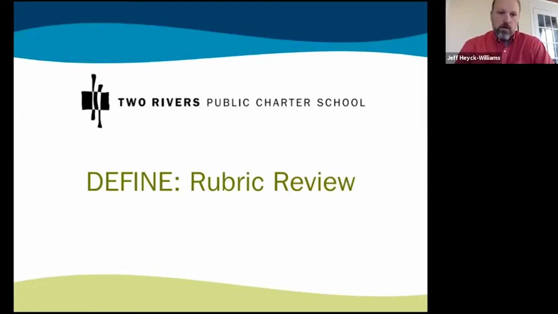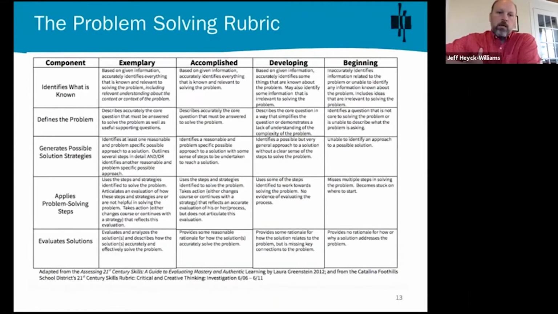We'll start with the rubric component, and for the example around define and assess, we're going to focus just primarily on the problem-solving component, but all of those assessment components and rubrics are available on our website at learnwith2rivers.org. But just looking at this rubric, I want to highlight a couple of things. First, all of our rubrics do move from a beginning stage all the way to an exemplary stage and give a continuum of growth.